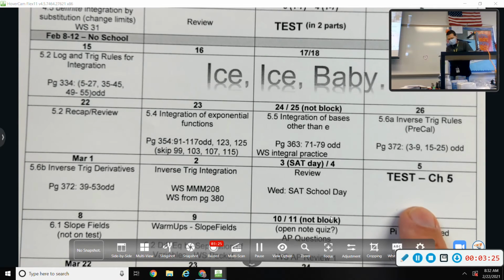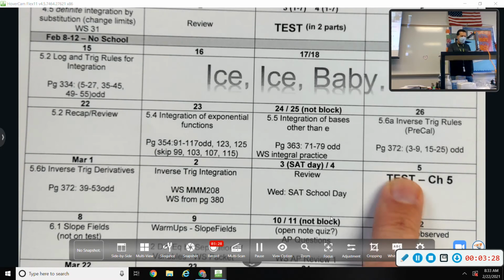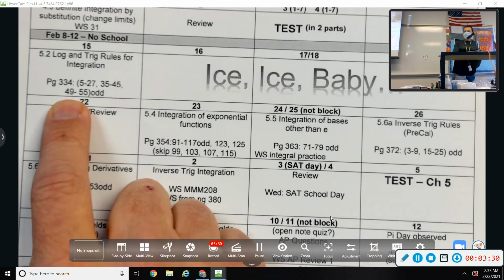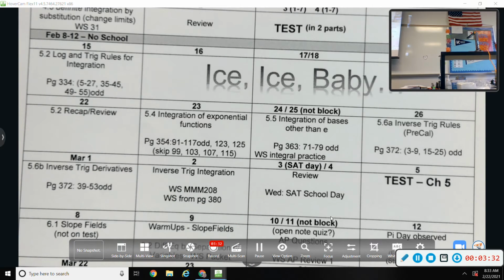All right, so let's get a textbook and go over some from page 334. Again, I've already done some of them, but I'll do some more of them. So come grab one if you need one.